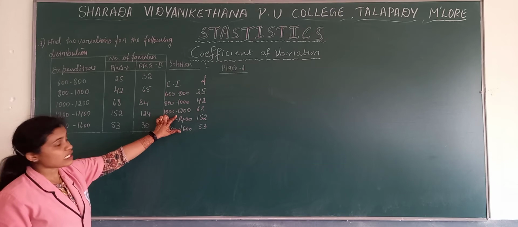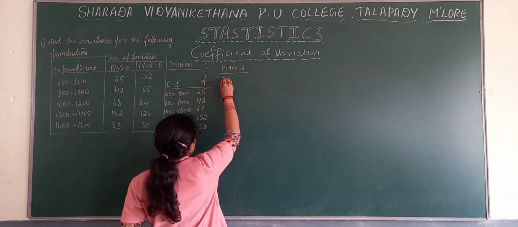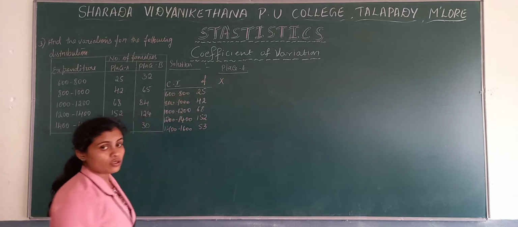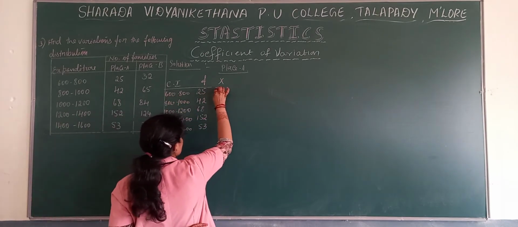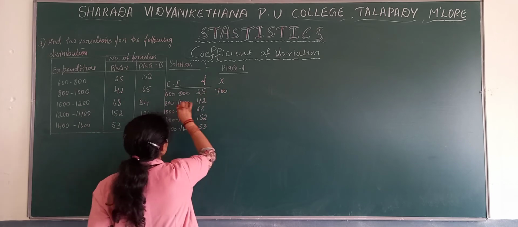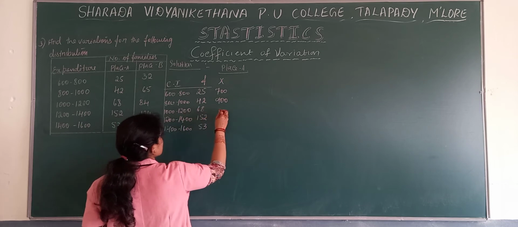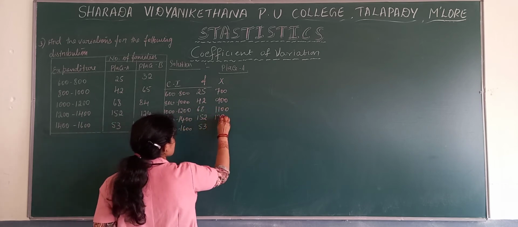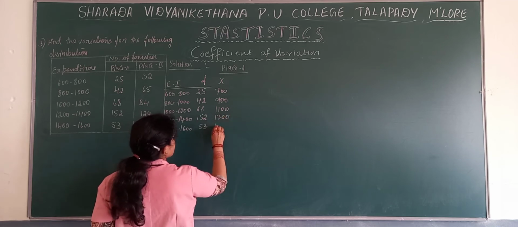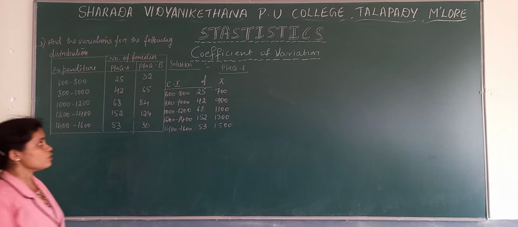Next, we need to find out X values. The X values are nothing but your mid values. So find out the mid values, that is 600 to 800. Here mid value is 700 and here mid value is 900, 1100, 1300 and here it is 1500. So these are the mid values.